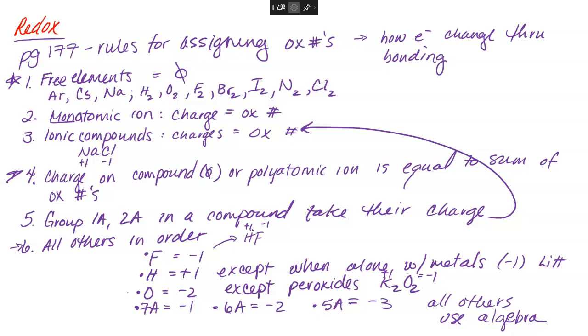Good? Okay, so assigning oxidation numbers. Some practice. This is from page 178 in the textbook if you want to review. Chromium by itself. What is its oxidation state as it's written? 0, because it's a free element.